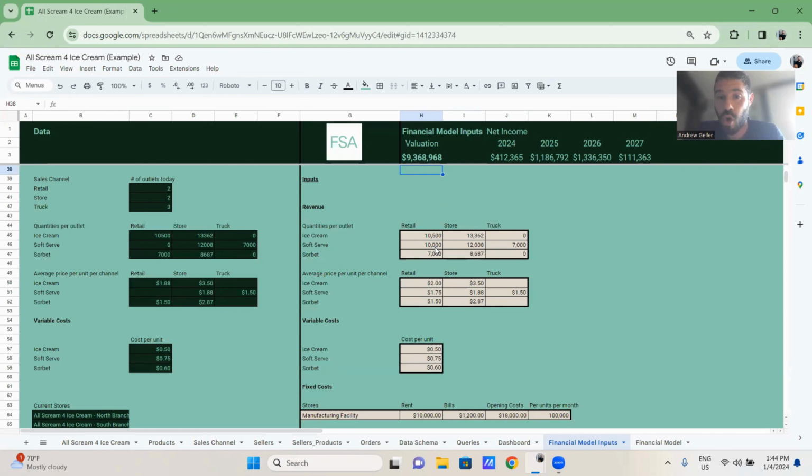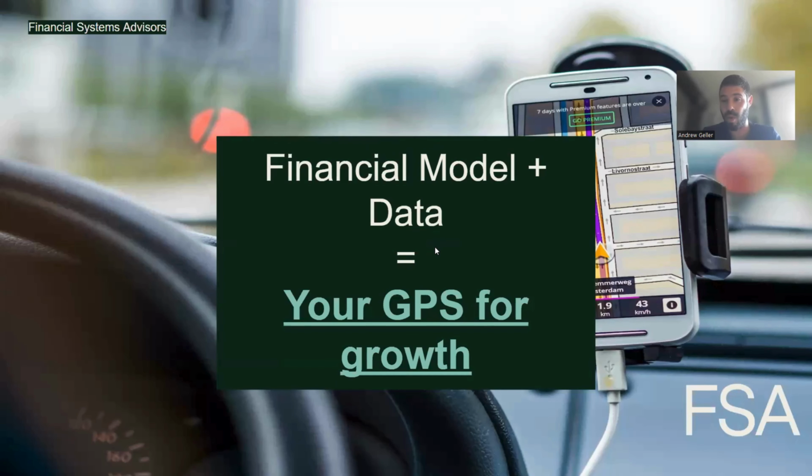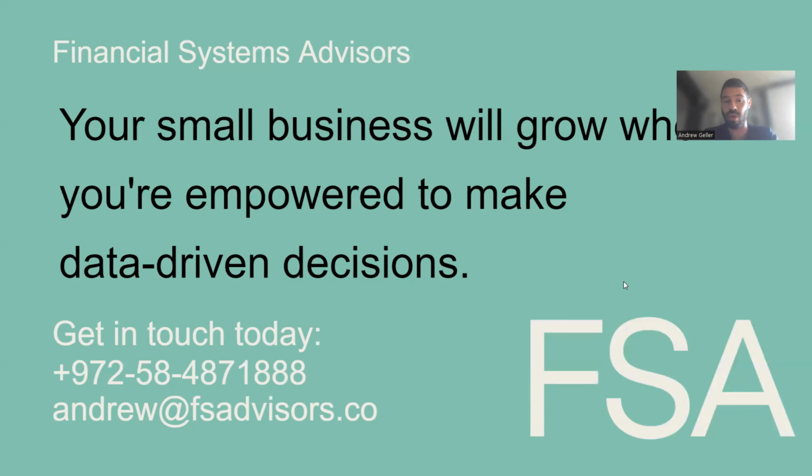Now, just to reiterate, what we want to do is build you your financial model plus data to give you your GPS for growth. An advanced system here would look something like this, where you have a lot of different data sources, and those data sources are being funneled into a data warehouse. We use Google BigQuery. From there, we can get the data for the financial modeling and the data for the visualization. So your business will grow when you're empowered to make data-driven decisions.